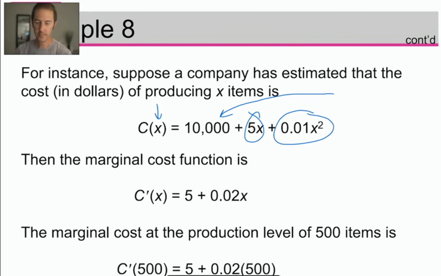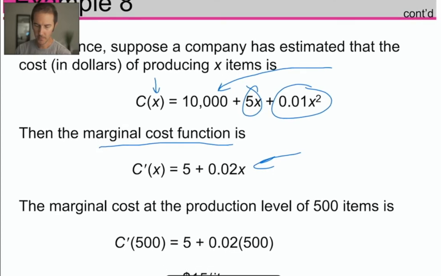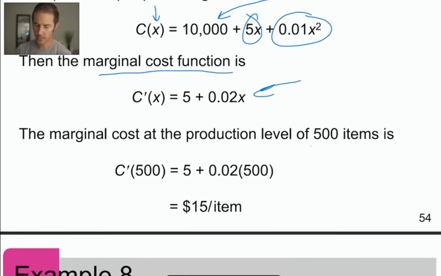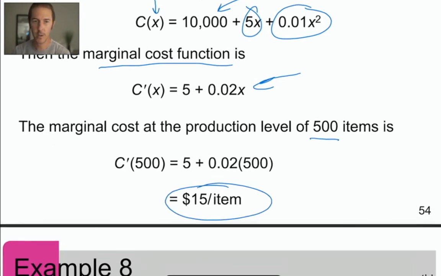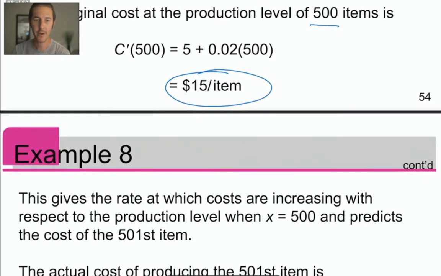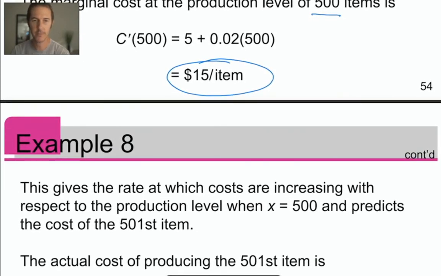The marginal cost function is found by taking the first derivative, so that puts us here. And the marginal cost at a production level of 500 items is $15. Remember that if we interpret this based on the conversation that we were having just a couple of minutes ago, what that $15 really represents is not the cost of the 500th, but the cost to produce the 501st item. It's that move from 500 to 501.